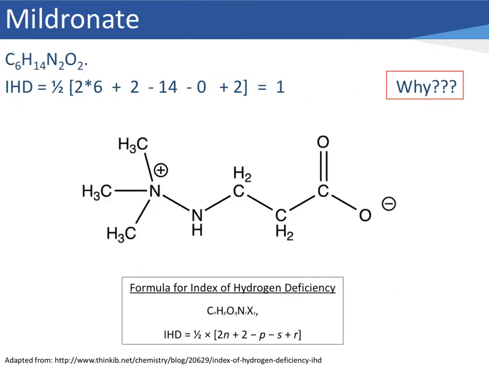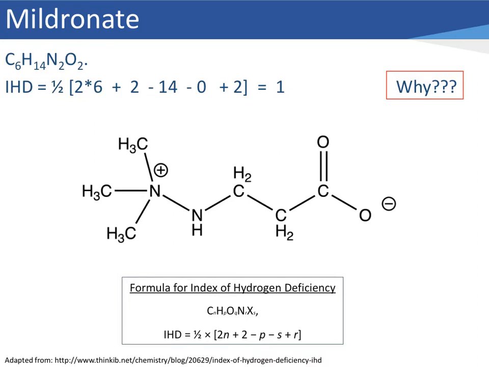So here's the work done. I did 1/2 in this equation. 2 times the number of carbons is 6, plus 2 from the formula, minus 14 for the number of hydrogens, minus 0 for the number of halogens because there were none, plus 2 for the number of nitrogens. All of this math together gives us an index of hydrogen deficiency of 1. Now this is the structure of mildronate. A little bit interesting. It's called a Zwitterion, where you have a negative charge on one side and a positive charge on the other side of the molecule, but overall this is a neutral molecule.